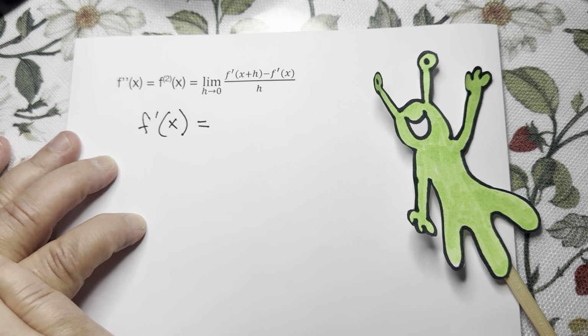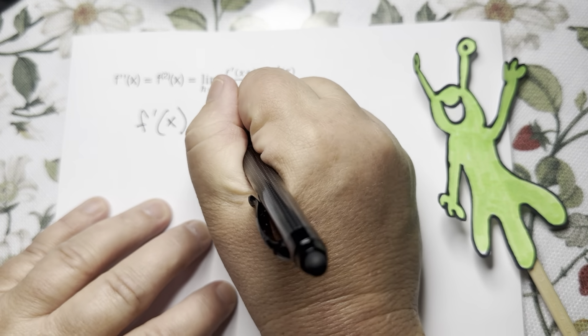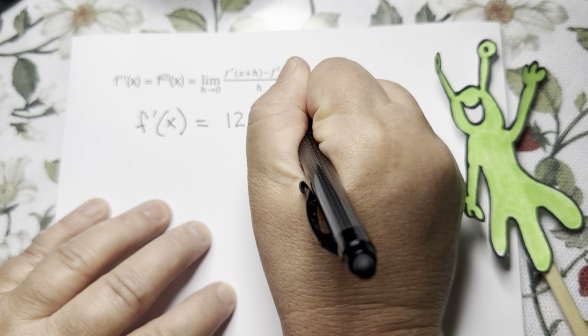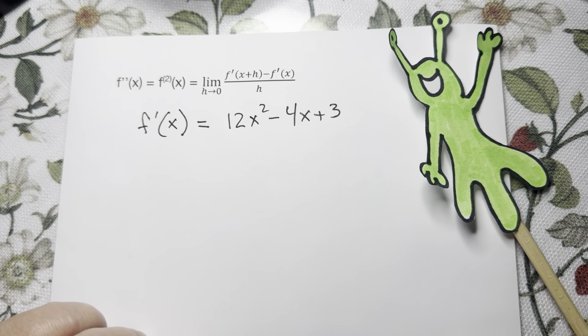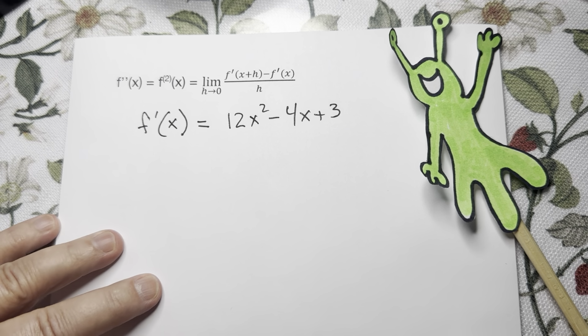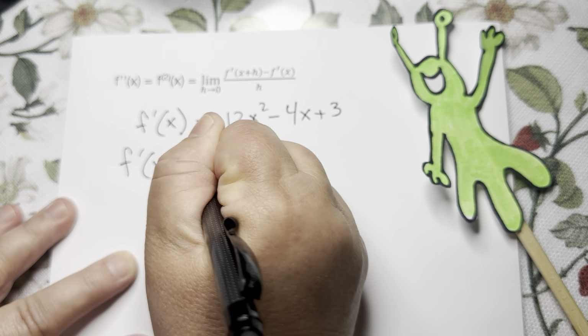So in the last video, we discovered that f prime of x was equal to, what was it? Oh, there it is. It was 12x squared minus 4x plus 3. And so the first thing we've got to do is find f prime at x plus h.